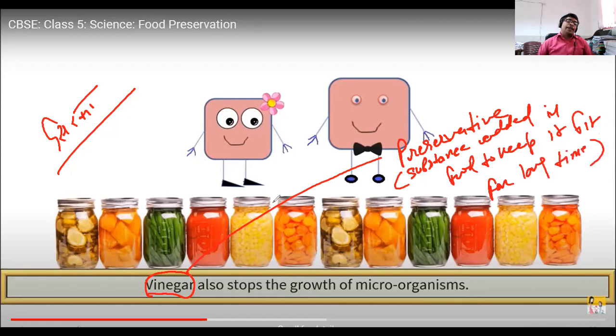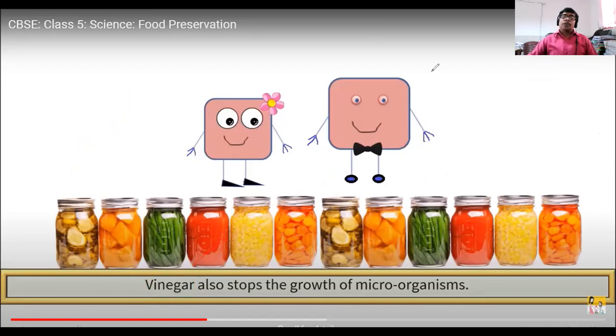So vinegar is one of the preservatives. It is very common in every home. It is present in every kitchen. I hope it is clear. So you can see that vinegar is used to stop the growth of microorganisms.